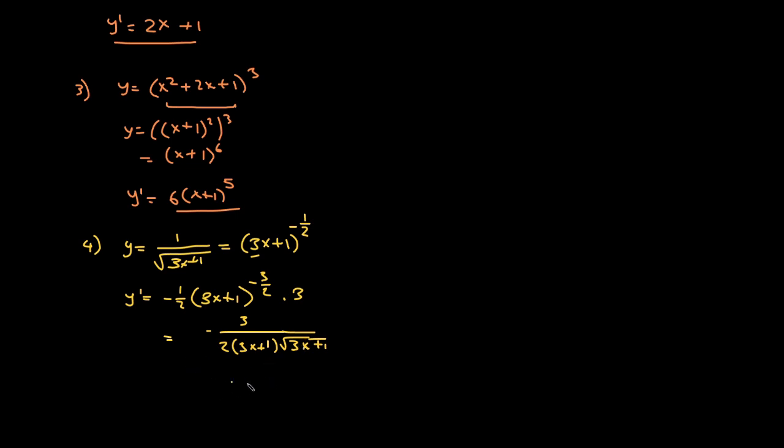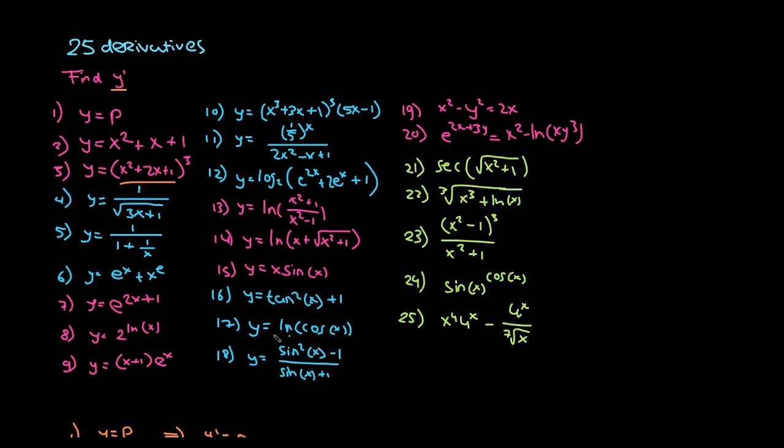Alright, so that's our final derivative. They're getting a little bit more involved, but it's still very doable. Alright, so now we have y equals 1 divided by 1 plus 1 divided by x. Alright then.